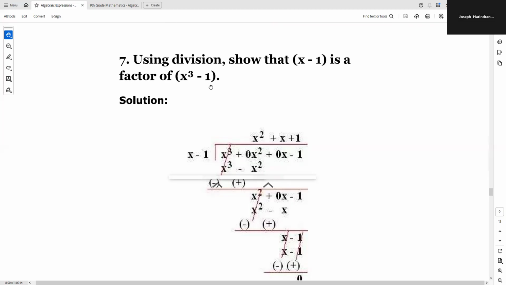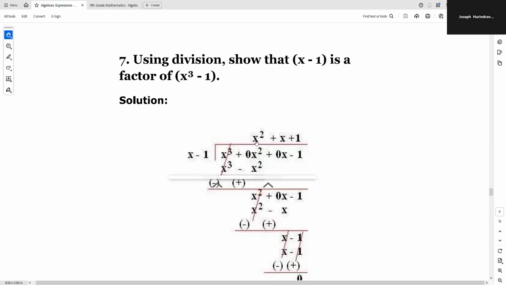X squared is not there, x is not there. So what we should do, we should not leave it like that. We have to fill the gaps. There is a gap. So 0x squared plus 0 into x minus 1. So we need to put all these things. Then only the gap will be filled here.